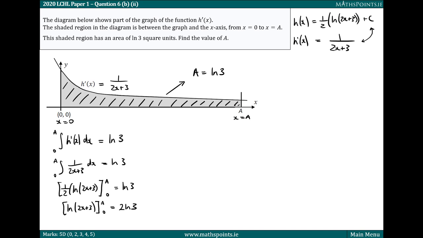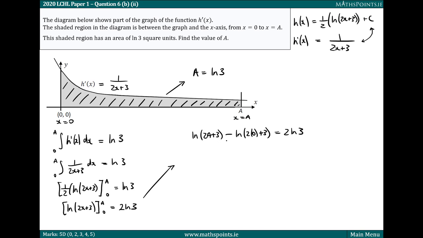And then I'm going to sub in my a and my 0, so we'll go up here to do this and give ourselves a bit of space. So the log of, now for x I'm subbing in a, so it's 2a plus 3. And then I'm going to subtract the natural log of 2 times 0 plus 3. And I'm going to let this equal 2 log 3.